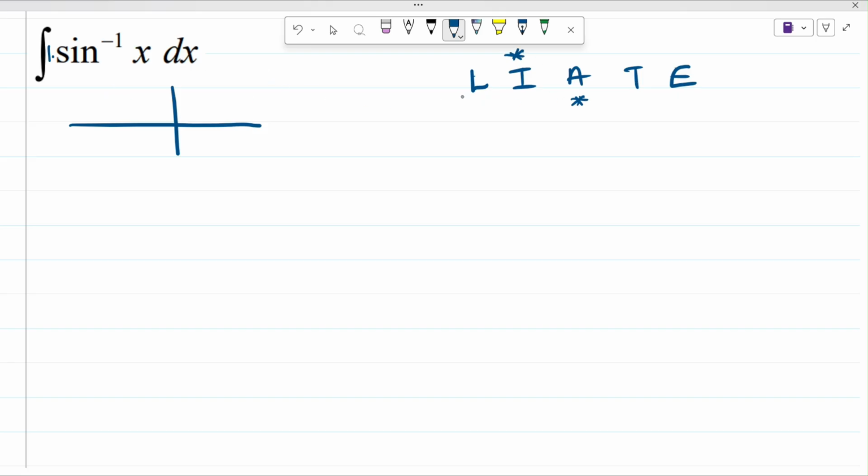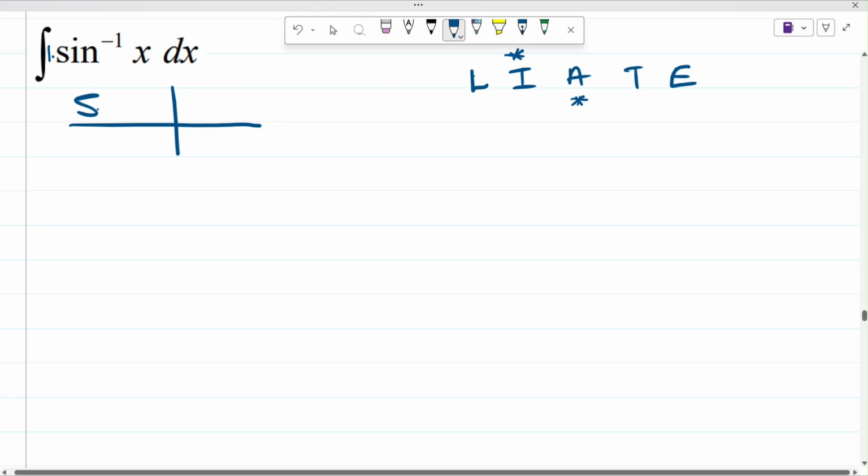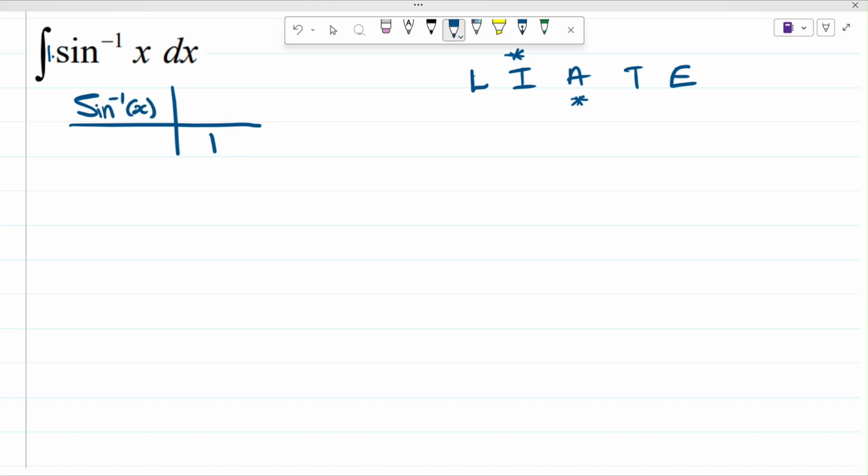So according to LIATE, inverses come first. That means we're going to write sine inverse of x here, and then our 1, we're going to write it here. Then we differentiate our sine inverse of x. We make use of what? Of our differentiation rules. That takes us back to differentiation when we differentiate an inverse trig function. So this one is going to become 1 divided by square root of 1 minus x squared. Just like that. Then we integrate 1, it becomes x. Then we copy down everything.